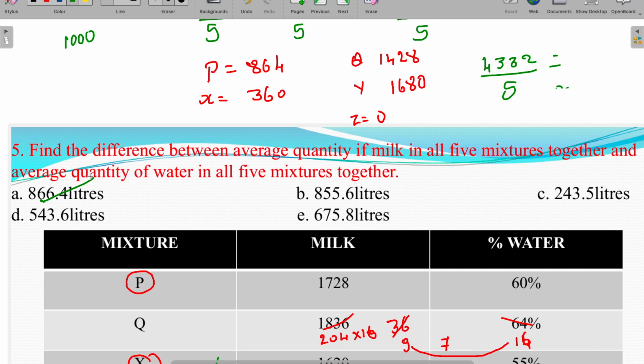So like this we can solve DI easily. I hope everyone understands this.